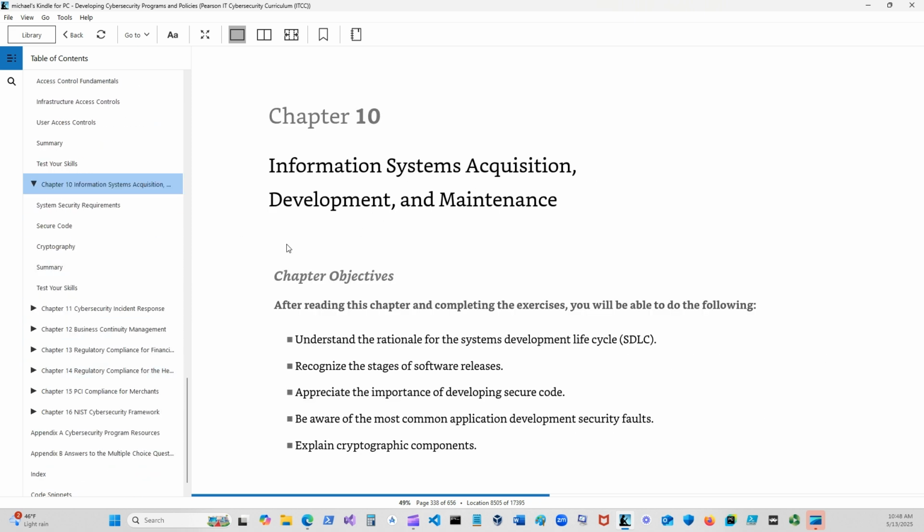Okay, information system acquisition, developing, and maintenance. So understanding the rationale for system development lifecycle. Now, this is a whole other topic. These are all whole other topics, but what we're trying to do is look at this from the policy writing procedure, like your first sets. Going deeper into it, that's something else. But we're looking at the main things of it, right? And recognizing the stages of software releases, appreciate the importance of developing secure code. This is a whole other area. Okay.